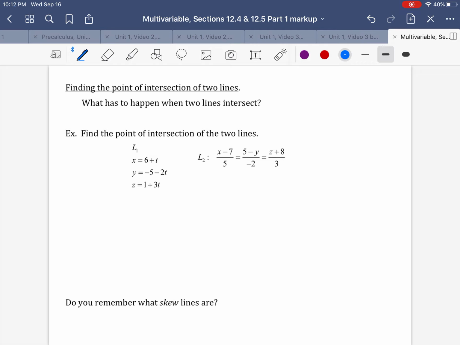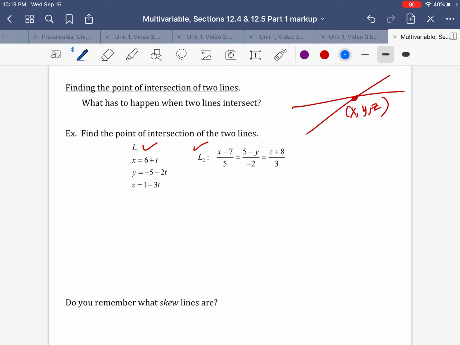All right, let's see. So what has to happen when two lines intersect? Because lines can intersect in space, or they don't have to. So when lines intersect in space, it's because their points match, right? At one specific place, the points match. So when you have two lines intersecting, it's because at that point, the x, the y, and the z all match up. And so when two lines meet up, that has to be true. So if I hope to find the point of intersection of two lines, line 1 and line 2, I need to see when x, y, and z equal each other.